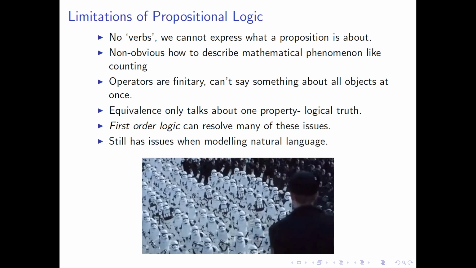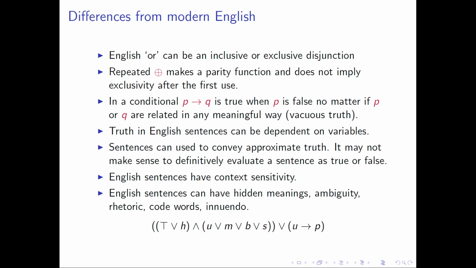And in propositional logic, and even with first order logic, we still have these issues when trying to model natural language. And I'll talk a bit about that. So first of all, I mentioned the or. So in logic we have to distinguish between the inclusive and the exclusive or. Okay, in English, just the word or doesn't tell you exactly which one of these things we mean. So you have to understand it through context. There's a further problem with the exclusive disjunction, right?